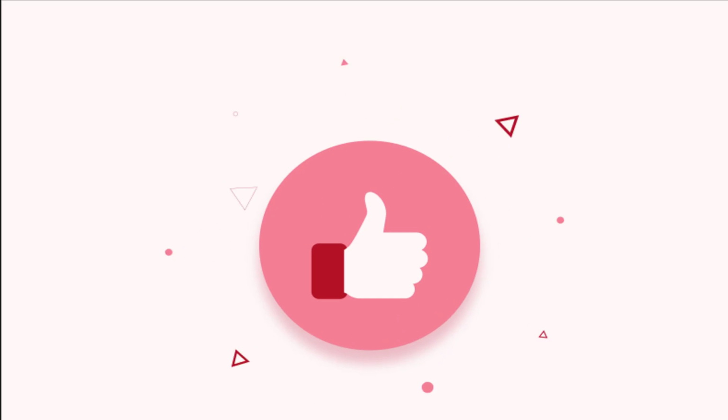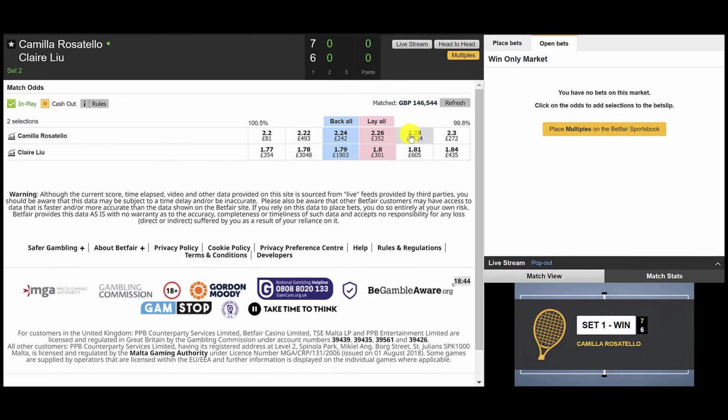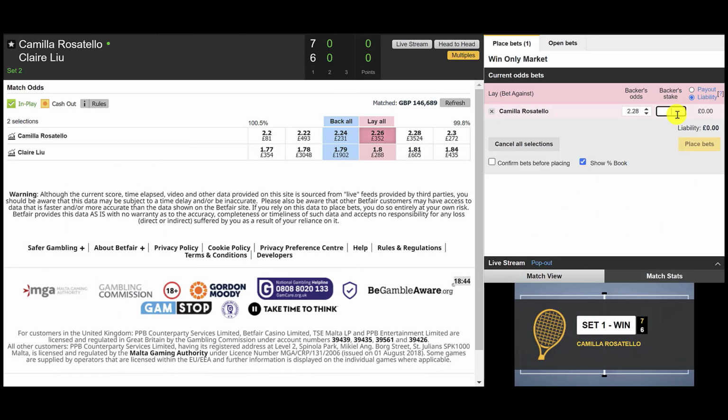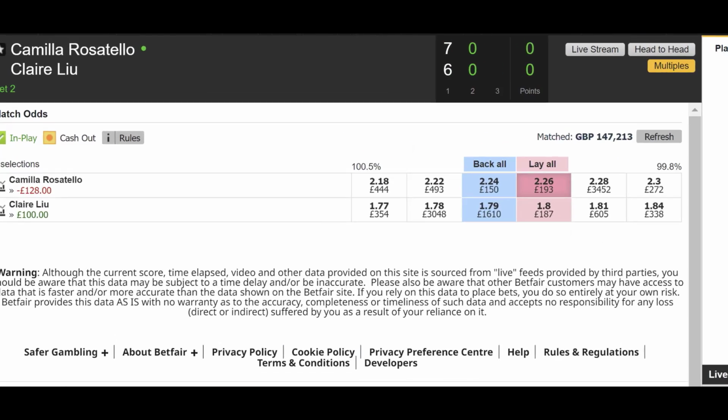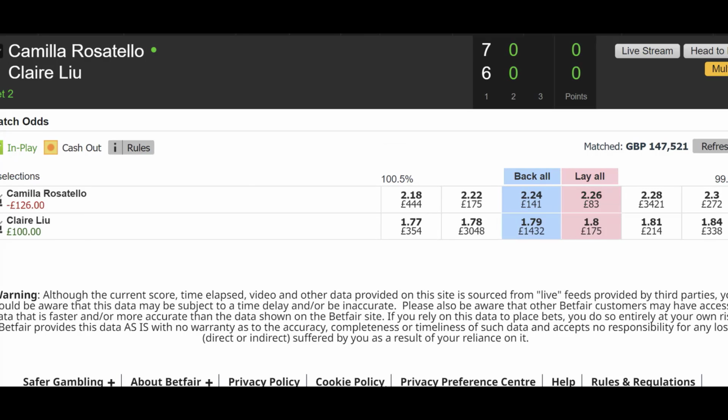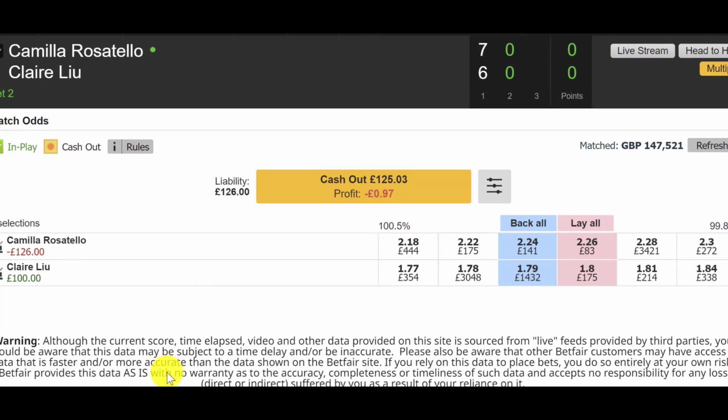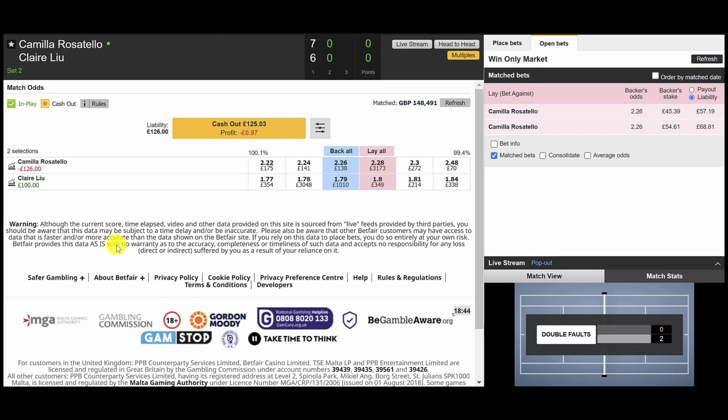All right, let's get into it. Let's look at the lay the leader strategy. So we have a situation here where the underdog has won the first set, and this is typically where you would do lay the leader. This is pretty much the classic lay the leader strategy. Underdog wins the first set. We're looking for that favorite to take an early lead in the second set, and it should move the odds in our direction. So we've got Rosatello. We just laid her at 2.26.